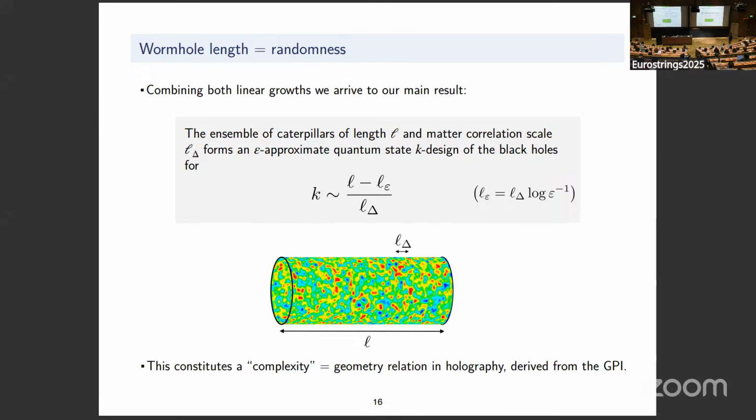Okay, so let me just emphasize this. This relation is a relation between some microscopic property of the ensemble of microstates, which is this K, the randomness that they have, so how random they look. And on the right-hand side, we have a quantity which is purely semi-classical. It's just the length of the wormhole. And so this constitutes a complexity-geometry relation in holography, but which has been derived from first principles using the gravitational path integral. So this linear growth of K has been computed. Okay?